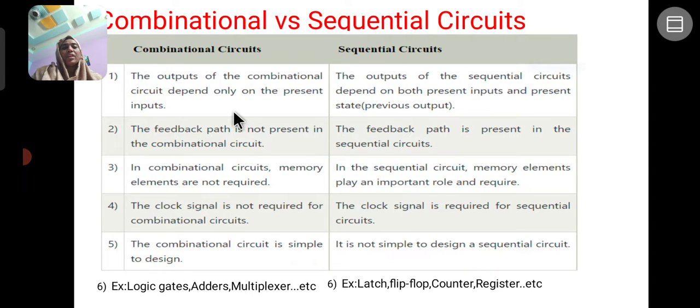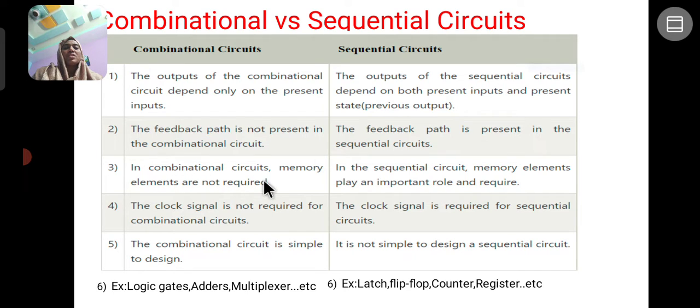These are some of the differences between combinational circuit and sequential circuit. As we discussed, in a combinational circuit the output depends only upon the present input, whereas in a sequential circuit the output depends upon the present input and past outputs. The feedback path is not present in the combinational circuit, because here output depends upon only the present state. Whereas in a sequential circuit, a feedback path is present because output depends upon previous history. Whatever the previous history, that history is used as the input. So in a sequential circuit, a feedback path is present.